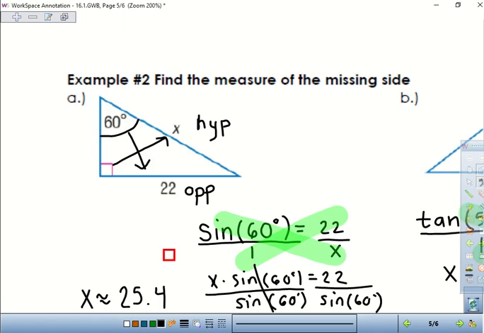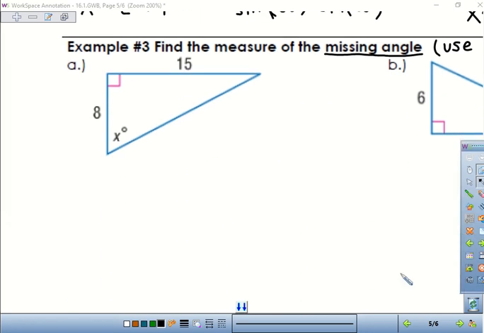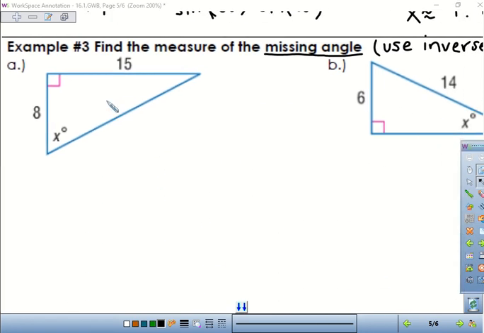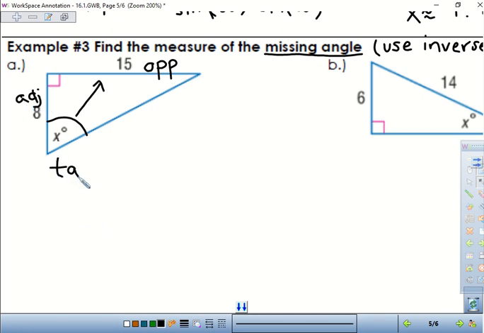So when we're trying to find a missing angle, you're going to identify the angle that you want to know. Okay, step 1. Step 2 is to identify the two information pieces you have about the sides. What's this one going to be to the angle? Good, and this one over here is the adjacent. So what trig function? Tangent. So tan of angle is equal to opposite over adjacent.